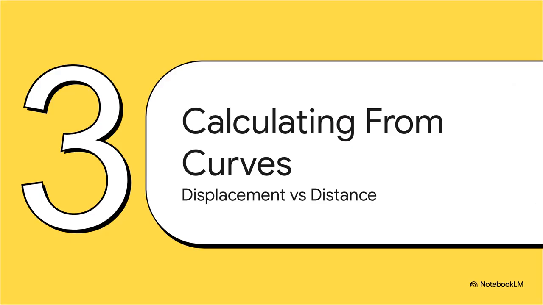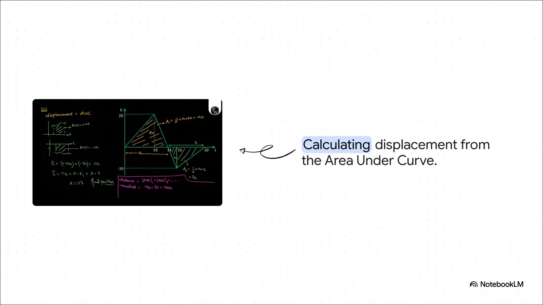All right, Section 3. Calculating from curves. Displacement versus distance. Take a look at this velocity time graph. We've got a large triangle sitting above the x-axis and a smaller triangle dipping below it. Remember, the area under the curve isn't just some abstract mathematical integral. It is the literal physical accumulation of movement over time. By calculating the basic geometry, literally just the area of those triangles, we are actually calculating the displacement. That top area, that's positive displacement, meaning moving forward. The bottom area is negative displacement, meaning moving backward.